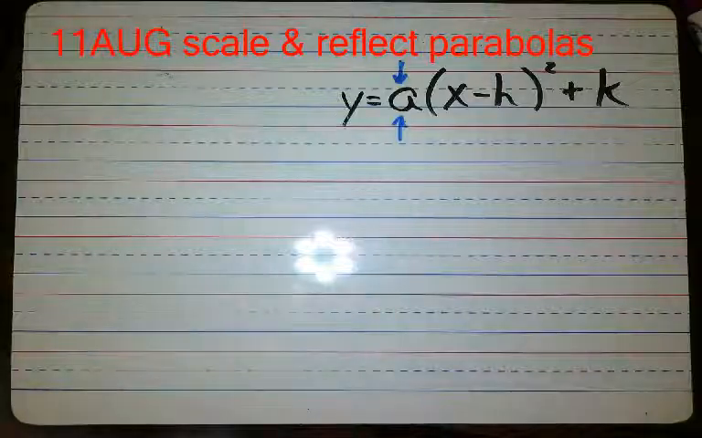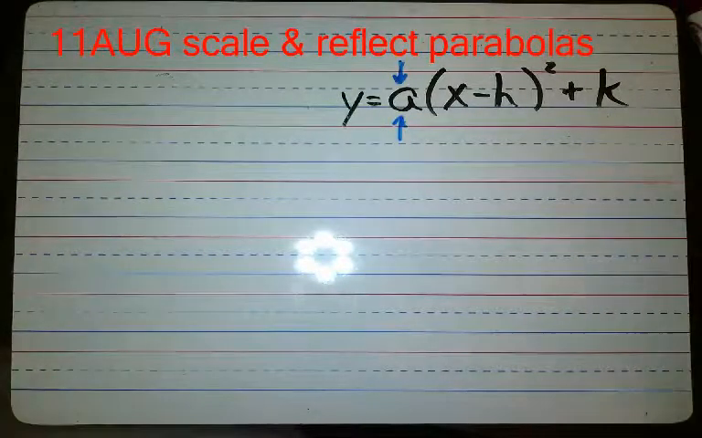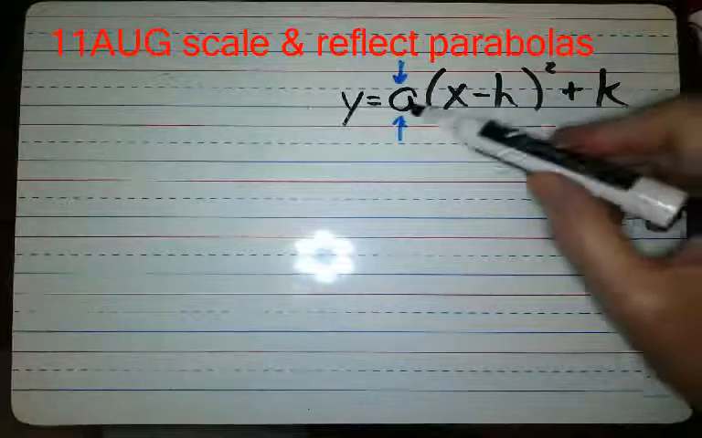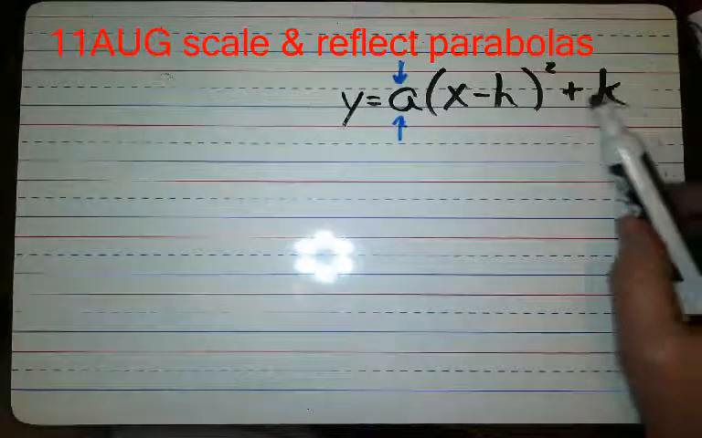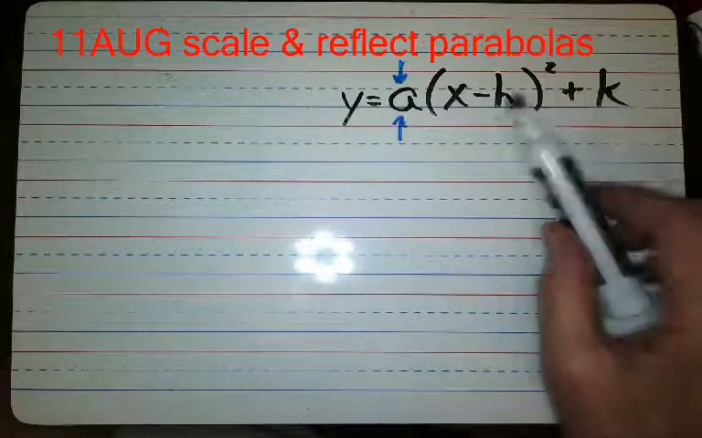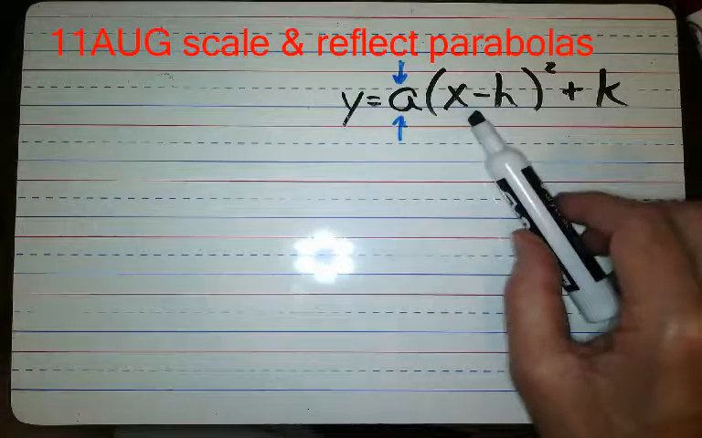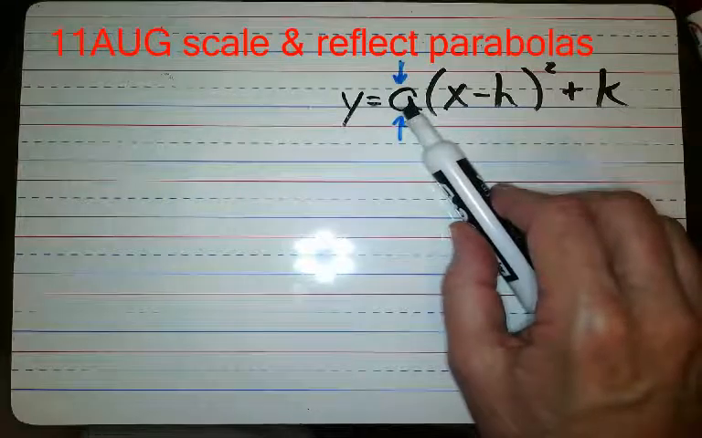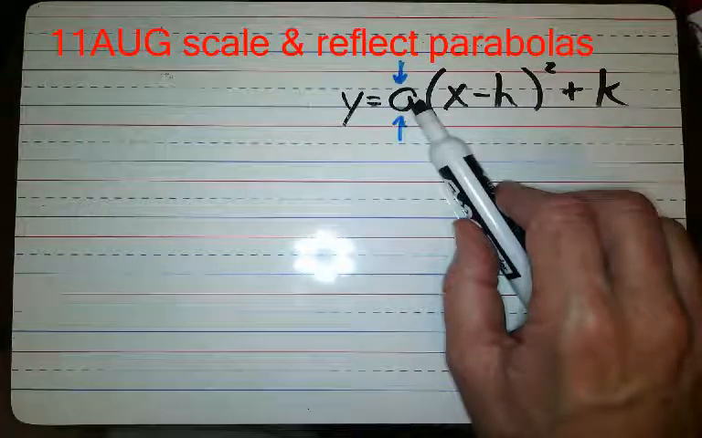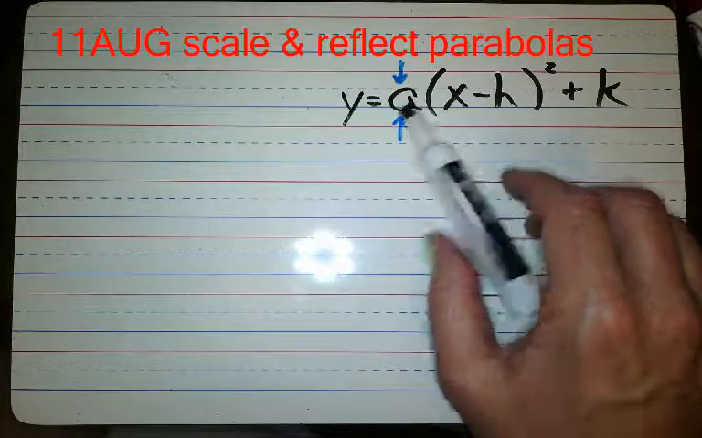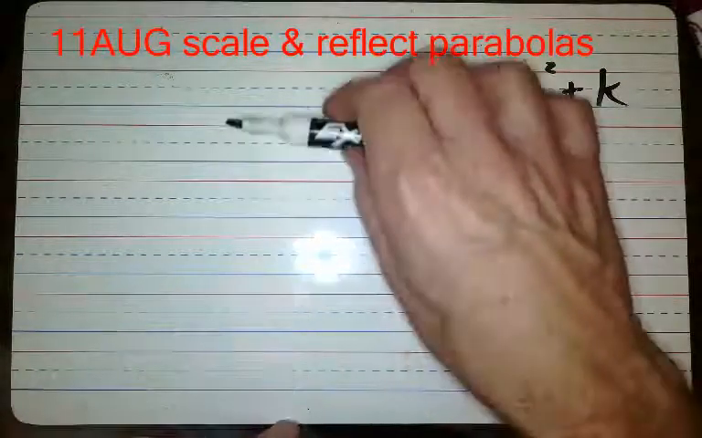Okay, this is August 11th, and we're going to focus on the number in front. In the other two videos, we added or subtracted at the end or inside the parentheses, but this one's multiplying, so we're multiplying by the number in front. This is going to either stretch the graph vertically.